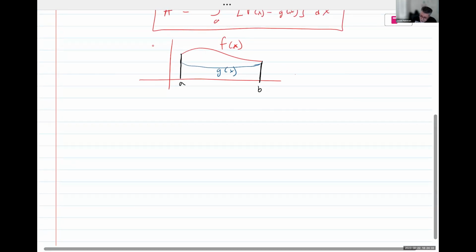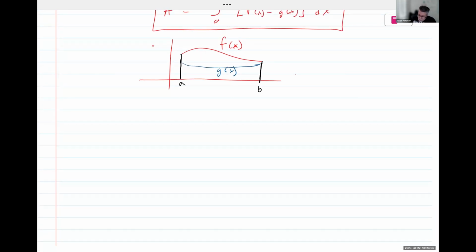Okay, so if this is true, then the area is just the integral of f of x minus g of x, and that gives me the area. It gives me the area in between these two. Okay, in between the two curves. This is what we would call A, the area A.